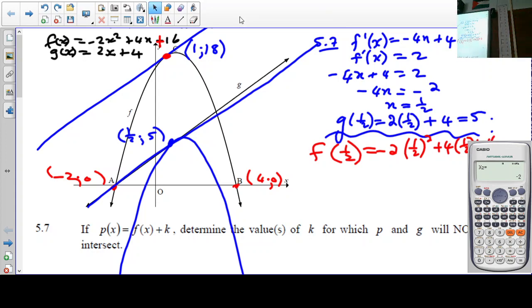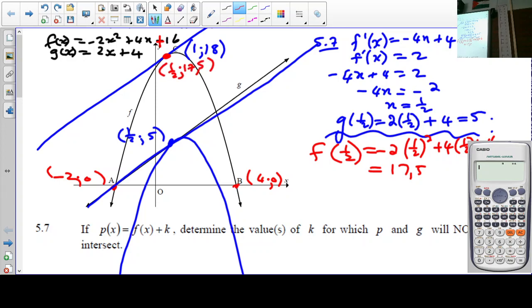Let's work that out. Okay, can somebody work that out quickly? 17. Can't be 17. Sorry? 17.5. Right. So that is 17.5. So this point here would have been a half and 17.5.